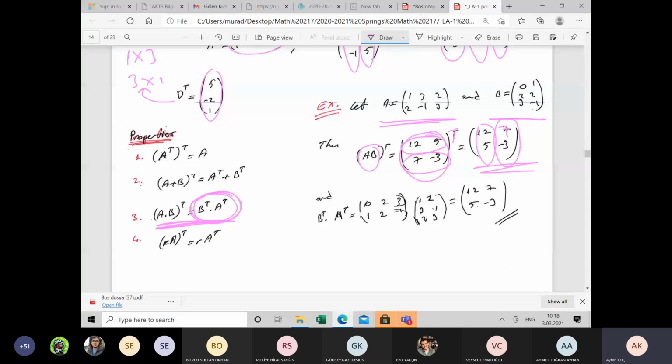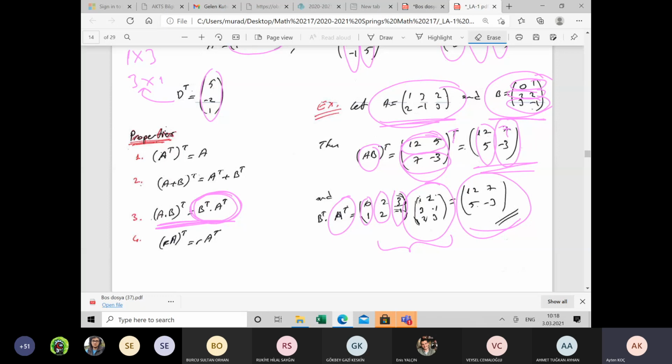Transpose of B. B is this one. First row will be first column. Second row, second column. Third row, third one. Transpose of A, this one. So we obtain this matrix, transpose, and compute this product, and so we obtain this one. Yes, look at the right side.